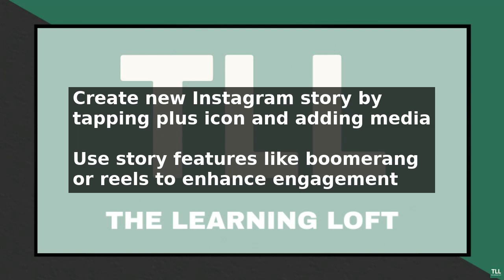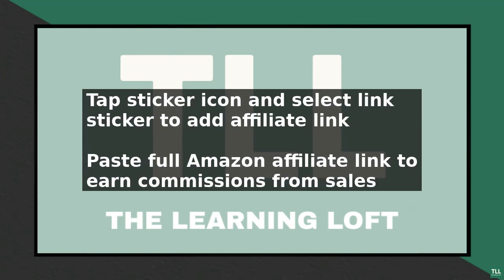After you have created your story, tap the sticker icon at the top right corner of your screen. Scroll down and select the link sticker. If you don't see the link sticker, make sure your Instagram account is approved for the feature. In the link field, paste the Amazon affiliate link you obtained earlier. Make sure to use the full affiliate link to earn commissions from sales.